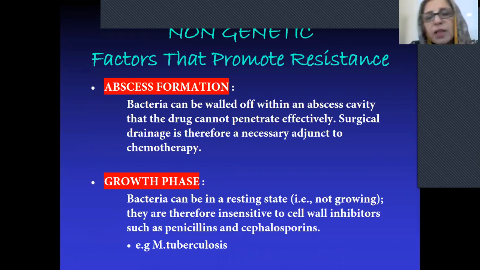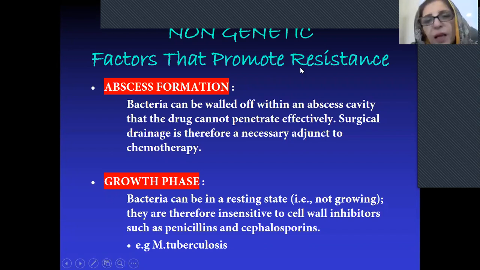What are the non-genetic factors that promote resistance? First and foremost is if the bacteria is within a walled cavity. A walled cavity in case of an infection is known as an abscess. And if the bacteria is within an abscess, then it means that it is surrounded by a lot of WBCs, a lot of debris, a lot of pus. And within that abscess cavity, the drug will not be able to penetrate to a certain extent. It may go there in a very low concentration, but all the bacteria present within the abscess will not be effectively killed by the drug. So if the bacteria are walled off within an abscess cavity, they will not be susceptible to the particular antibiotic.